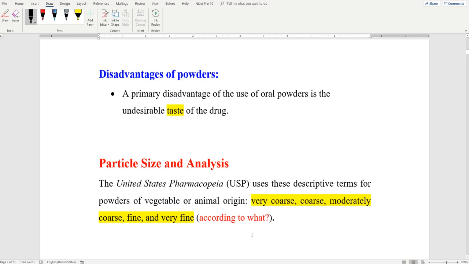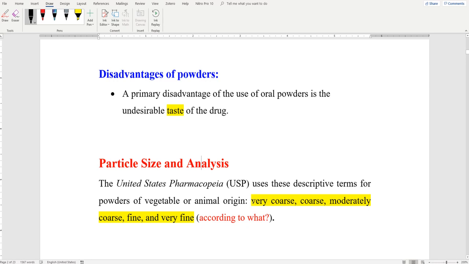and using what? This classification is based on what size analysis? Of course, it's according to size. You are analyzing the powders according to size. But my question is, what is the method of size analysis? Okay, what is the method of size analysis that you will use in order to classify powders according to size?